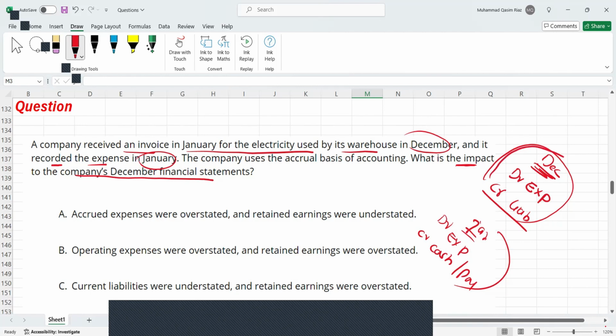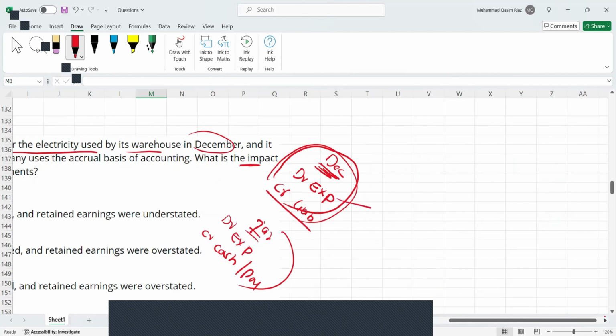So what is the impact on the company's financial statements? If you look in December, expenses are not recorded, it means your expenses are understated. If expenses are understated, then profit or retained earning is overstated. Why? Profit means net income. If expenses are understated, net income will be overstated, and the same net income is transferred to the retained earning in the equity section. It means retained earning is also overstated, right?